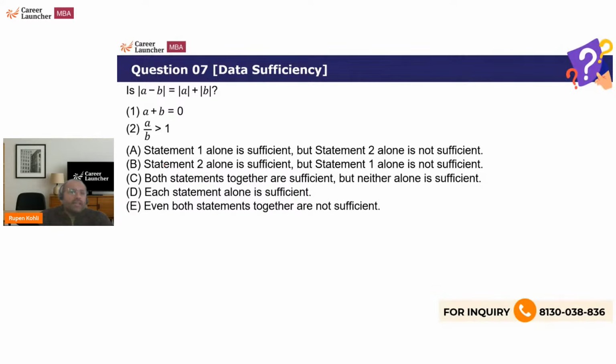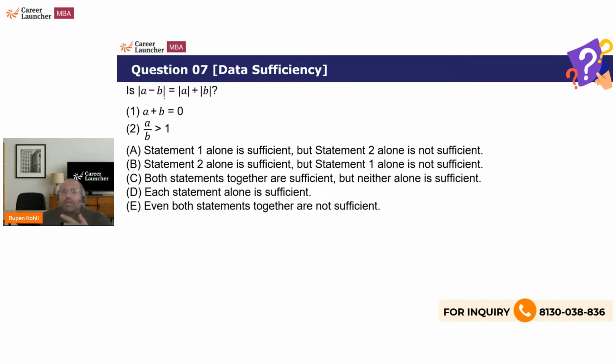Okay, something again on variables, and modulus, right? Again, it's a yes no kind of question. Is mod of a minus b equal to mod a plus mod b? Think about that. When will it happen that mod of a minus b equals mod a plus mod b? First of all, it's a yes no question. So when will this happen?